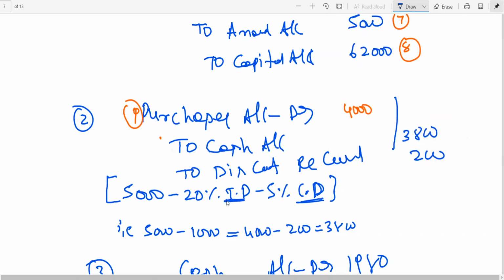Rate discount, I told you no entry is required. For which discount do we need to write? Cash discount. What is the actual price? 4,000, but how much are you paying? 3,800. What is the discount you received? 200 rupees. Clear to all of you?